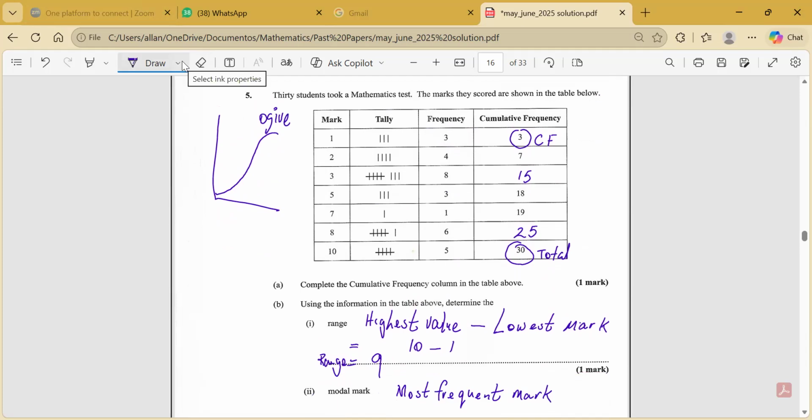The highest in your frequency? 3? No, that is not the most frequent. The most frequent is 8. 8 times. So the mark occurring the most times was 3.